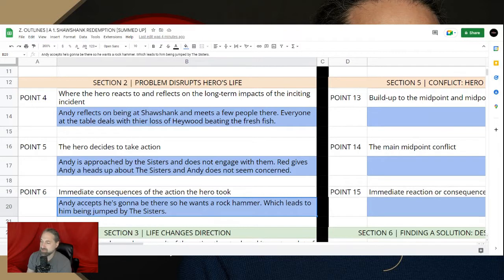But the sisters, because he turned them away, they decide to beat him, and there you go. Problems disrupt the hero's life. I hope those examples helped a little bit. Now, obviously if you have questions about that, ask me in the comments below.